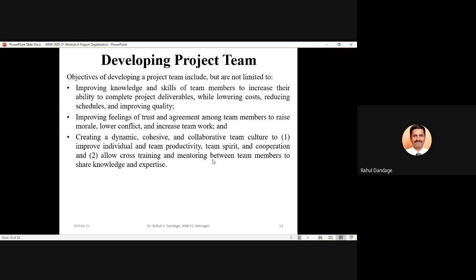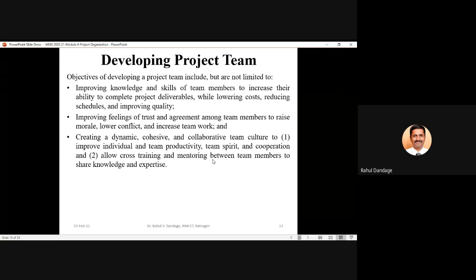So there must be some emotional bonding between the team members and the project team, between the team members and your project manager, between the project manager and the top management, and overall there must be a sense of trust, a sense of feeling and agreement among each other, which will enhance the morale of the team members. They will be really motivated to do the work. It will help in reducing the conflicts.